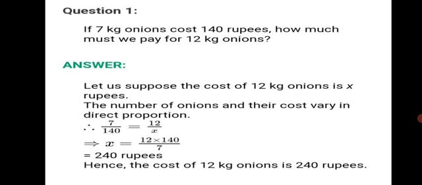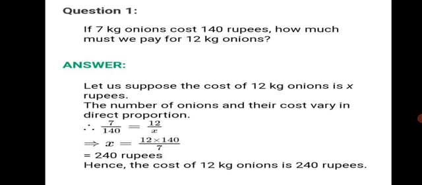So what is this 240 rupees? The value of x. And what is x? x is the cost of 12 kg onions, which we have assumed in the first statement. So write your final answer. Hence the cost of 12 kg onions is 240 rupees.